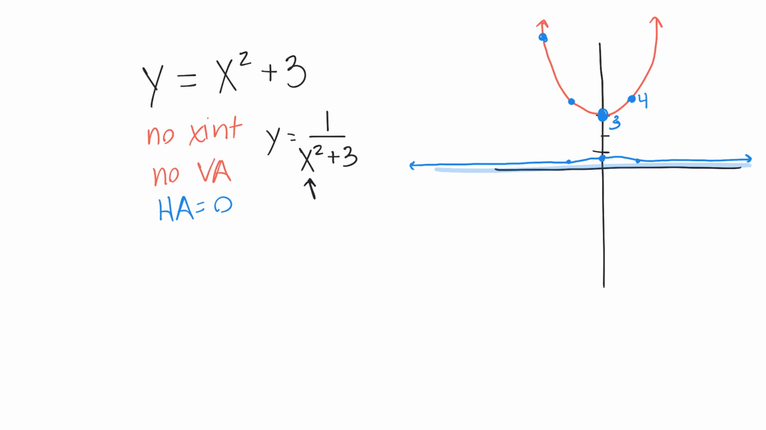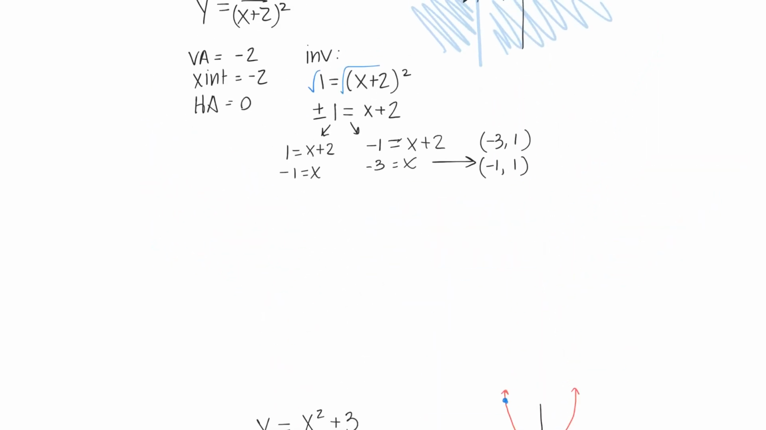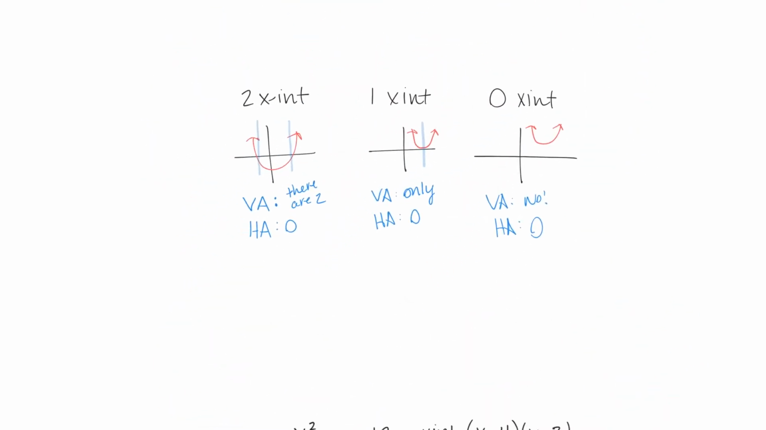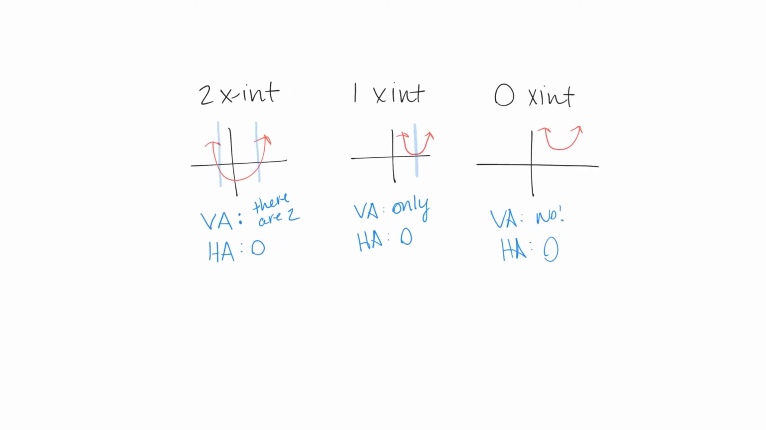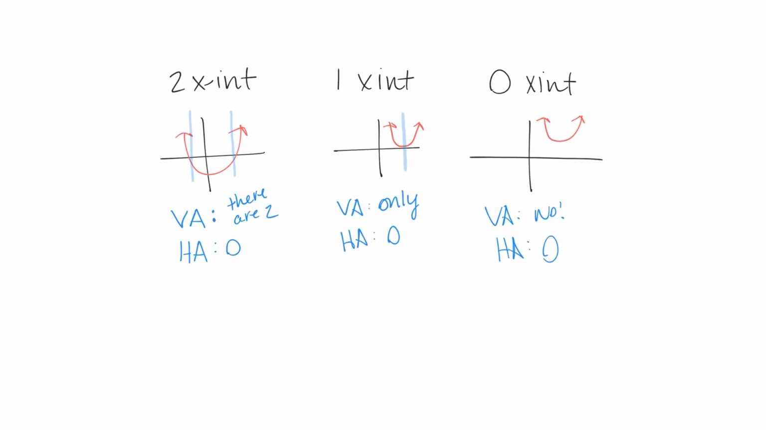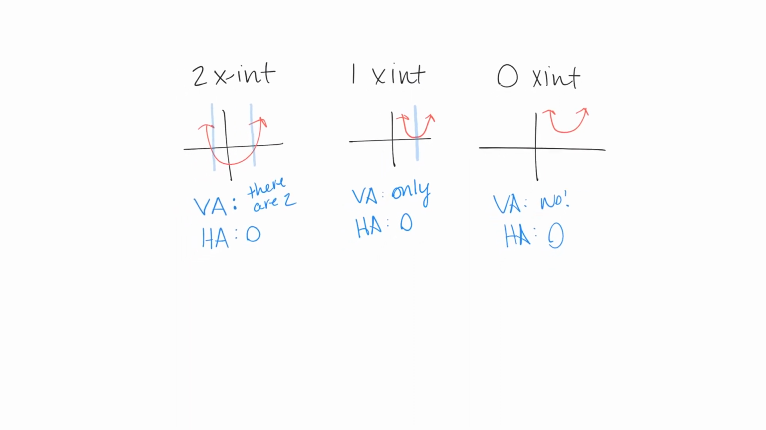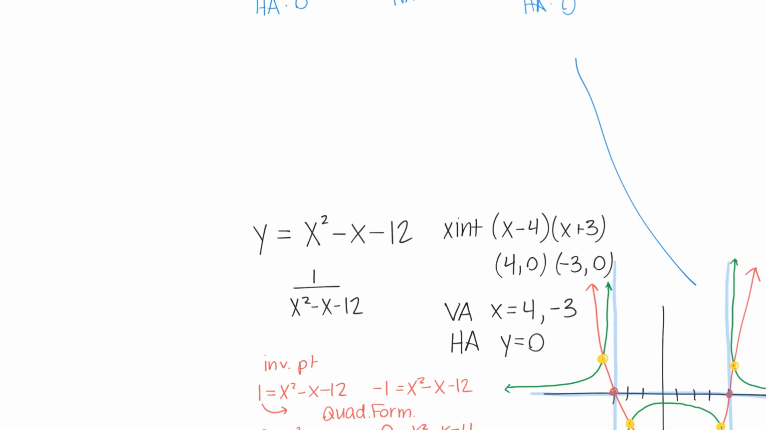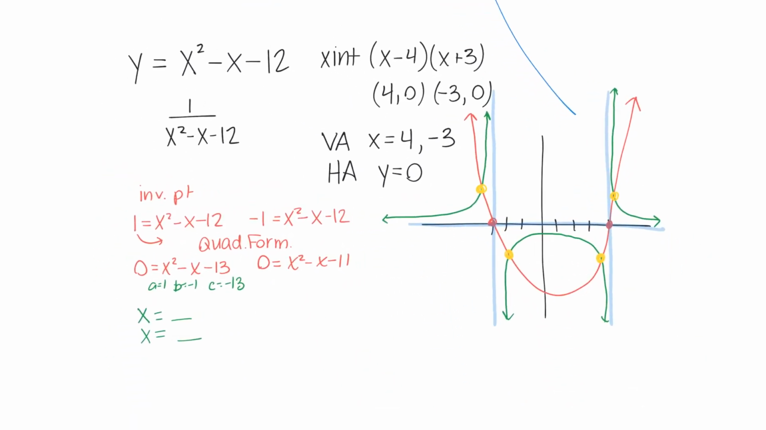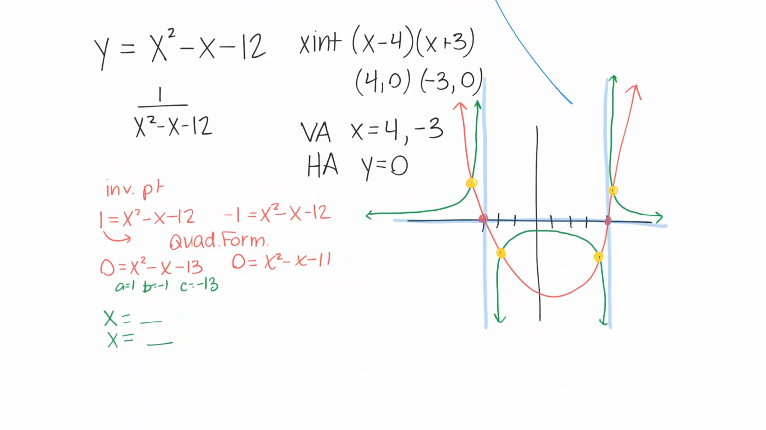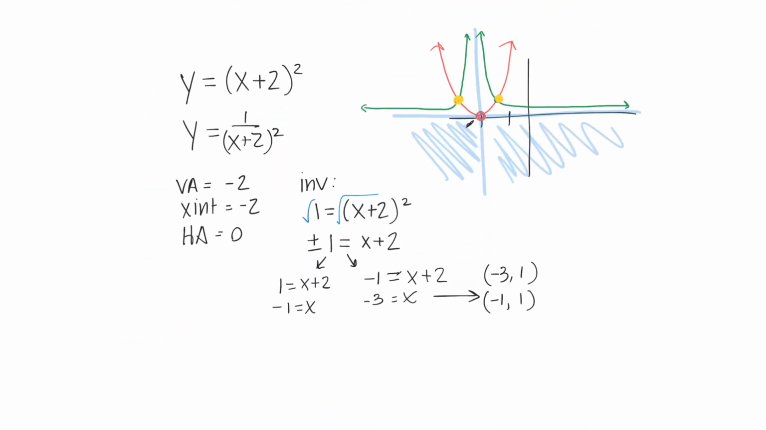Okay, so full recap. In quadratics, you have some options. If you've got 2 x-intercepts on the parabola, you've got 2 vertical asymptotes. 1 x-intercept on the parabola, 1 vertical asymptote. 0 x-intercepts, no vertical asymptote. 2 looks like this. Okay, this is what 2 looks like. You're most likely going to need the quadratic formula to solve for invariant points.